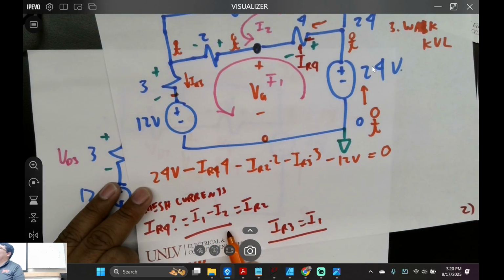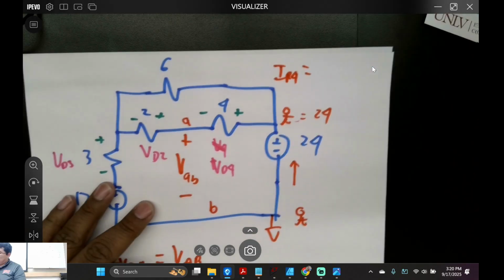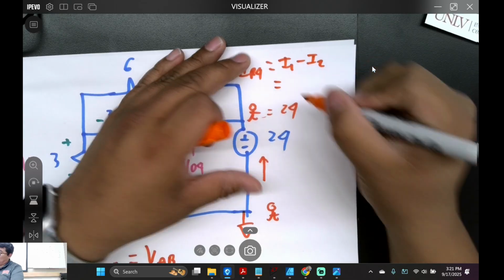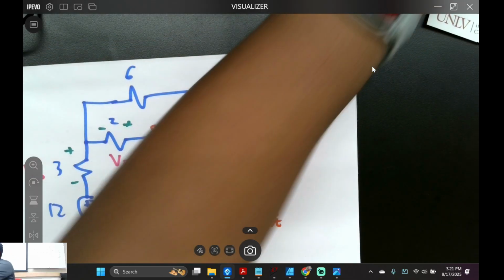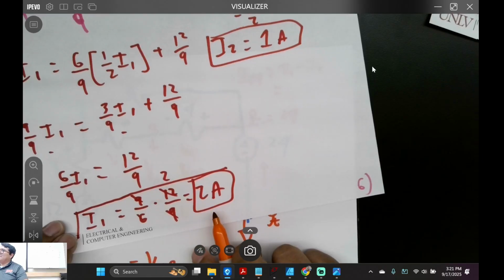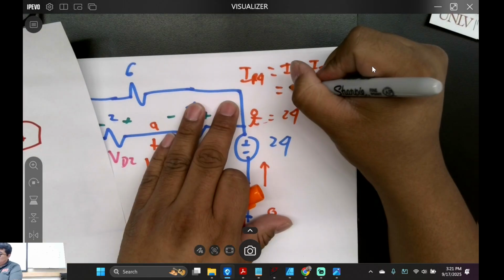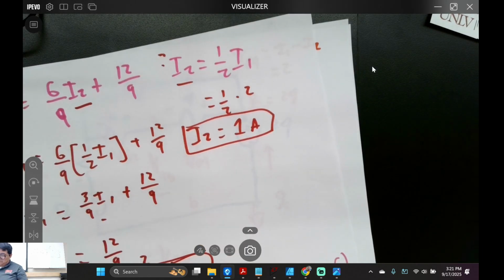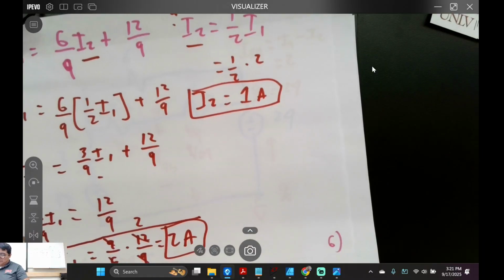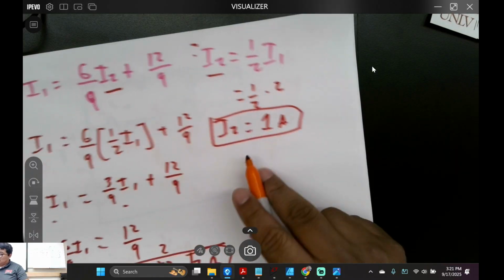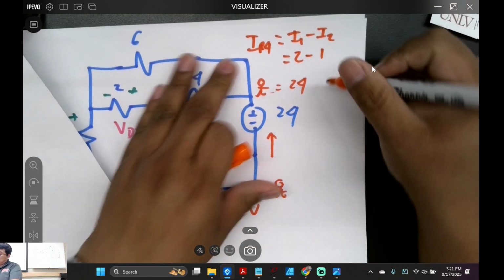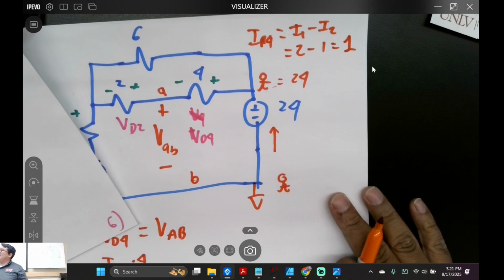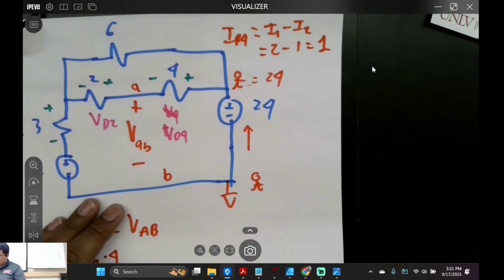I1 minus I2, right? From the very beginning. But what was I1? 2, right? And what was I2? Well, actually, I1 is 2, and then I2 is 1, right? So what's IR4? Just 1, right? Guys feeling good?